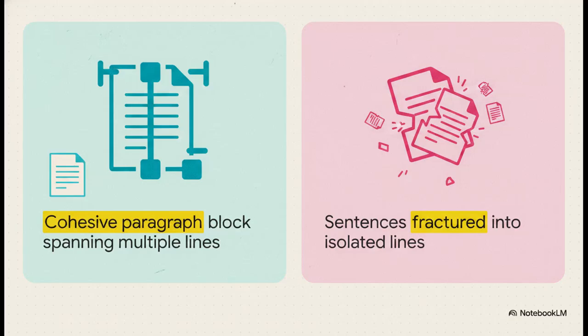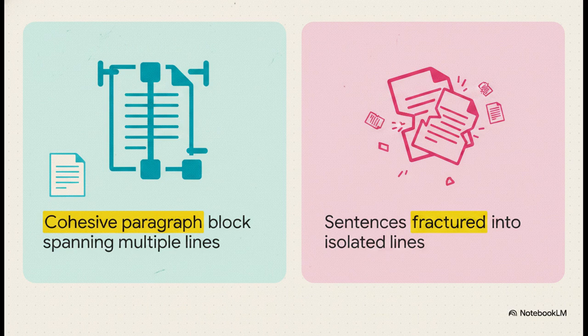So the author of our source material was testing out a typed PDF generator for Chinese text, and suddenly they hit a total roadblock. Think about the intended behavior for a moment. You want a cohesive paragraph block that spans multiple lines, right? Exactly how a human expects to read it.